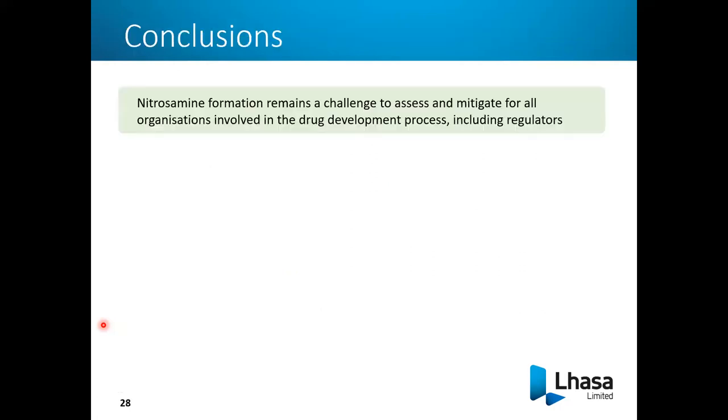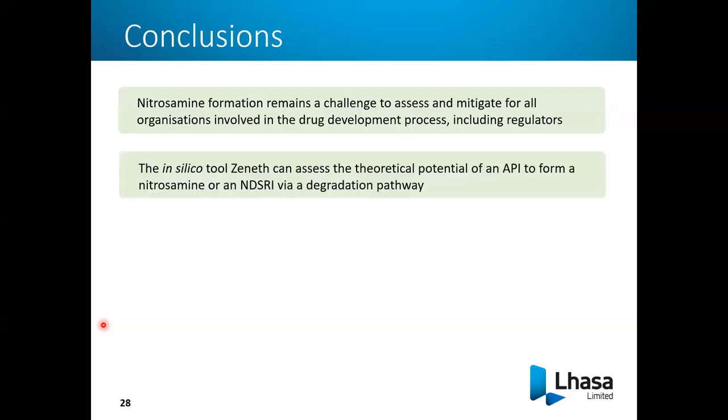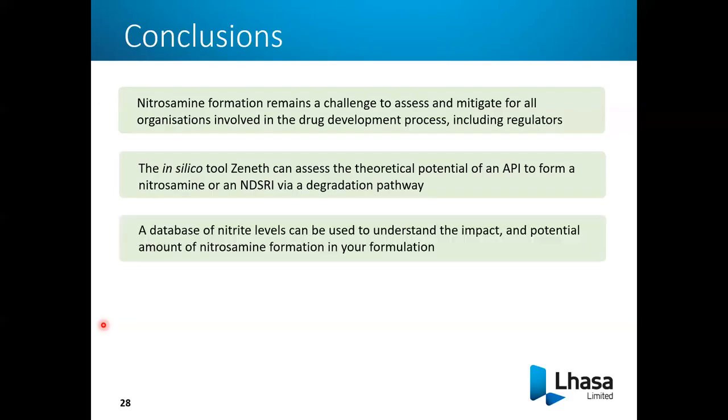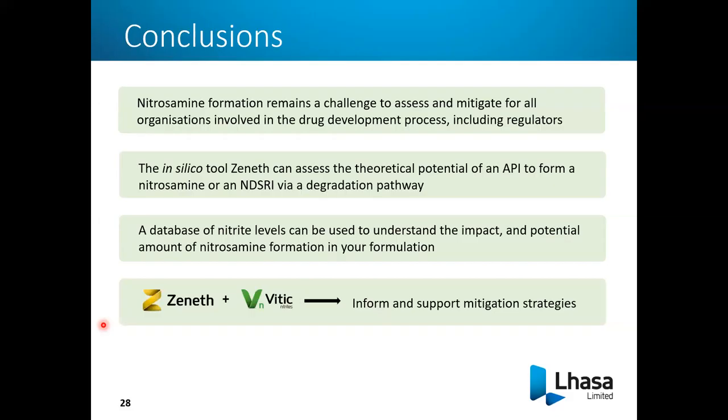I'd like to wrap up this webinar with 4 concluding statements. So nitrosamine formation remains a challenge to assess and mitigate for all organisations involved in the drug development process, including regulators. And I don't think that's necessarily going away anytime soon. So we need systems to help us with that. And Zenith is one such tool that can assess the theoretical potential of an API to form a nitrosamine or an NDSRI via a degradation pathway. The nitrites database can then be used to help understand the impact and potential amount of nitrosamine formation in your formulation based on the nitrite levels in excipients. And together, those 2 systems can help inform and support mitigation strategies.